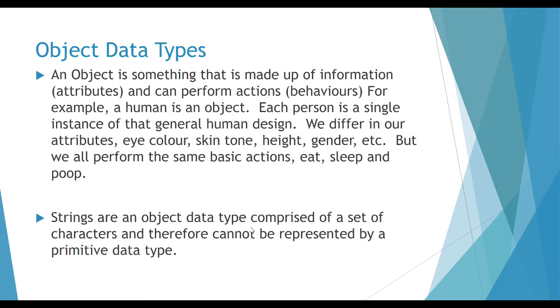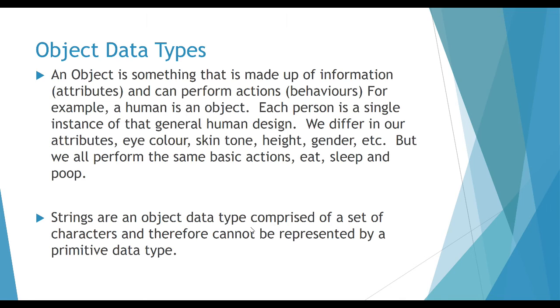The last type, string, is actually what's known as an object data type. So an object is something that is made up of information, which we know as the attributes, and can perform actions, which are its behaviors. So for example, a human is an object. Each person is a single instance of that general human design. But we differ in our attributes, our eye color, our skin tone, our height, our gender, etc. But we all perform the same basic actions, such as eat, sleep, and poop.